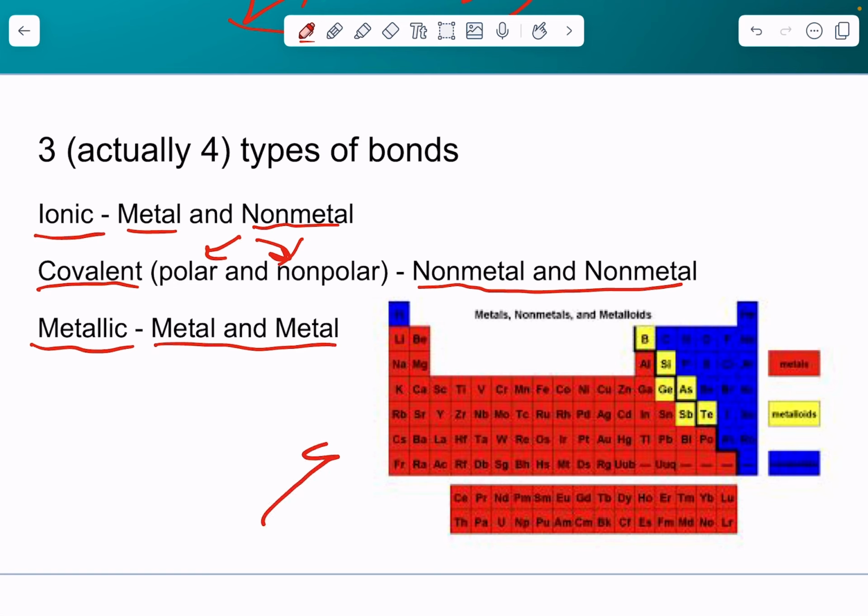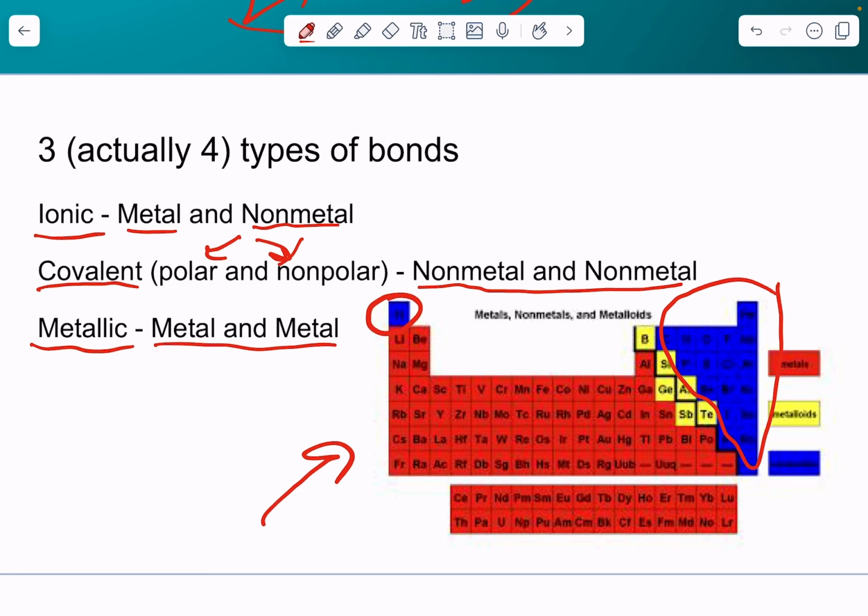Looking at this little chart here, the periodic table is broken up into pretty nice sections of what are metals and nonmetals. Your metals are these red elements over here. They're on the bottom left of the periodic table, minus hydrogen. Hydrogen's right here. It should be a nonmetal. And then these over here are your nonmetals.